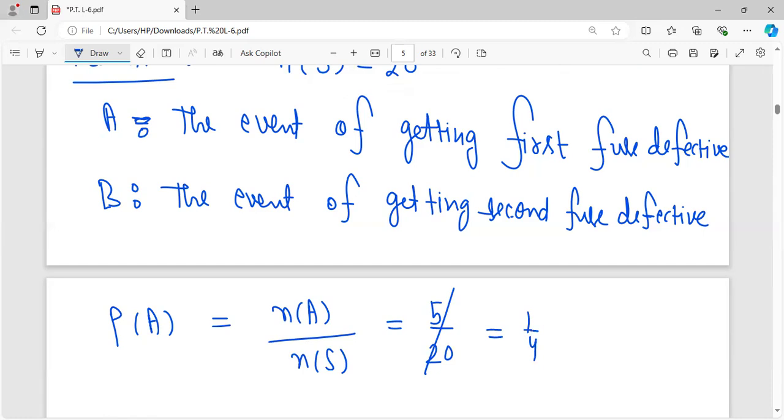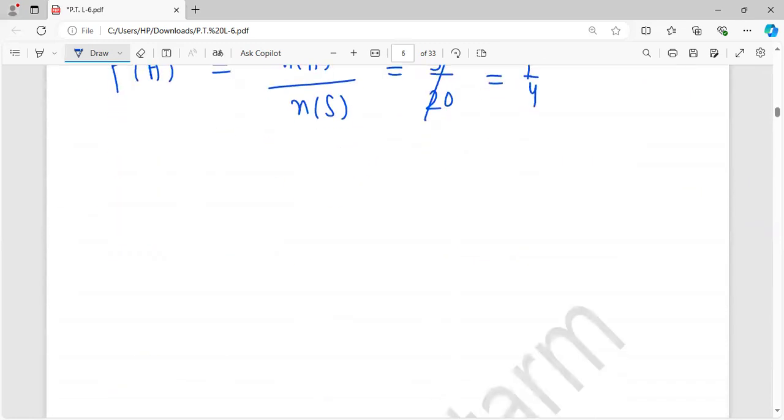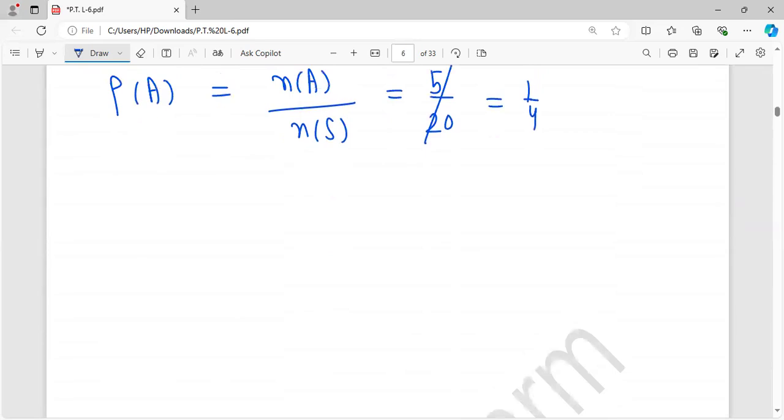Now after event 1, so A event is done, it means the first fuse is drawn and it is defective. Then it is not replaced. It is removed finally from the box. So what is the probability of B? Once A is done, we take the probability of B relative to A. Now 4 defective fuses are remaining and totally 19 are remaining. So this is the probability.